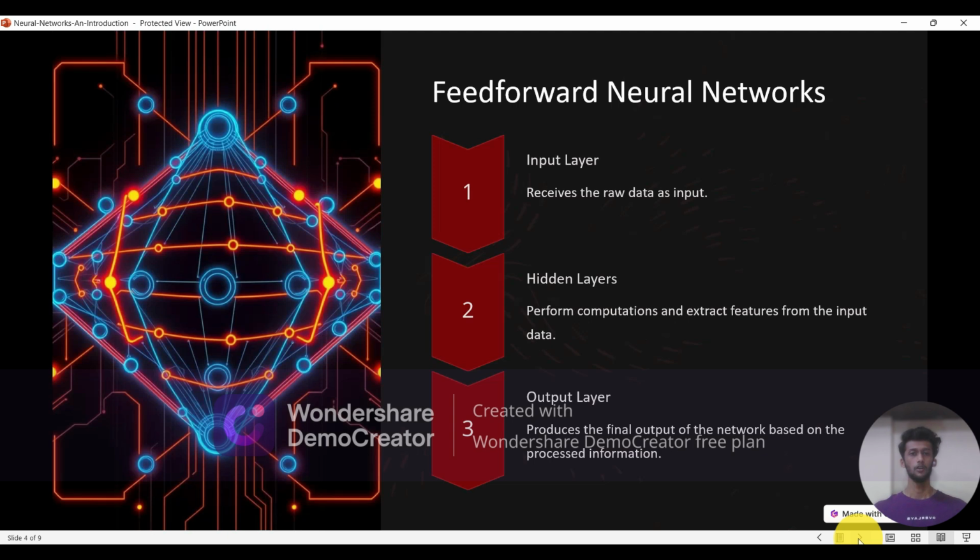Now we will move toward feed-forward neural networks. First is the input layer, which receives the raw data as input. Second is the hidden layer, which performs computations and extracts features from the input data. Third is the output layer. The output layer produces the final output of the network based on the processed information.